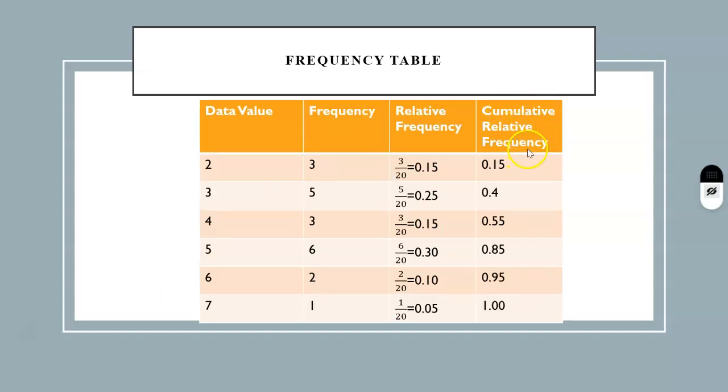Cumulative relative frequency is the current relative frequency plus all the previous ones. For example, for this one it is 0.15 and there is no previous one, so the final value is 0.15. The second one is 0.25 plus 0.15, which is 0.4. For the third one, it is third plus second plus first, so 0.15 plus 0.25 plus 0.15, which is 0.55. And like that, we can calculate the cumulative relative frequency.